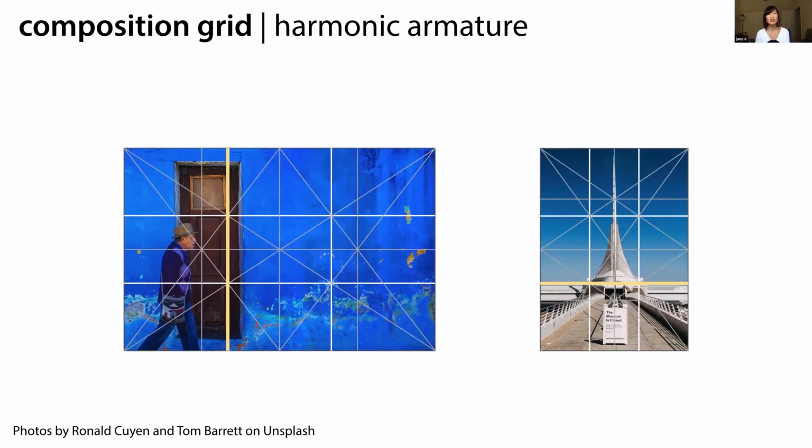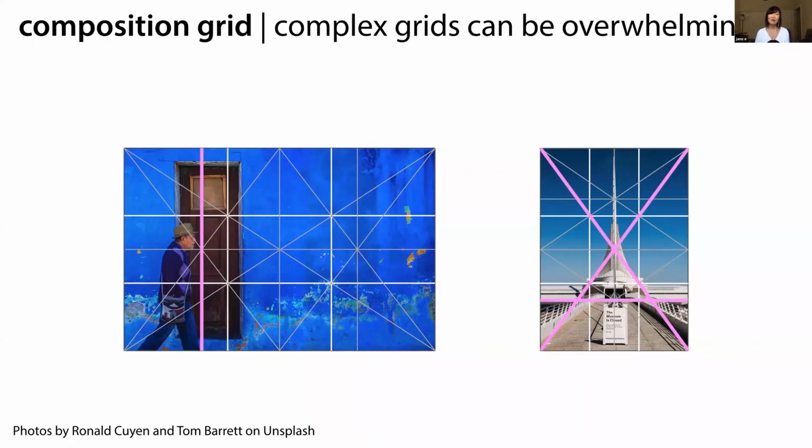In addition to thirds, there are other proportions that are known to be visually pleasing. So the harmonic armature is a composition grid that encompasses a variety of these proportions, such as halves and quarters, formed by these intersecting diagonals. This can describe a wider range of compositions. I would probably pick these as the most relevant lines for describing these compositions, but as you can see, many lines are reasonable. It can be overwhelming to find these alignments and interpret composition with these more complex grids.